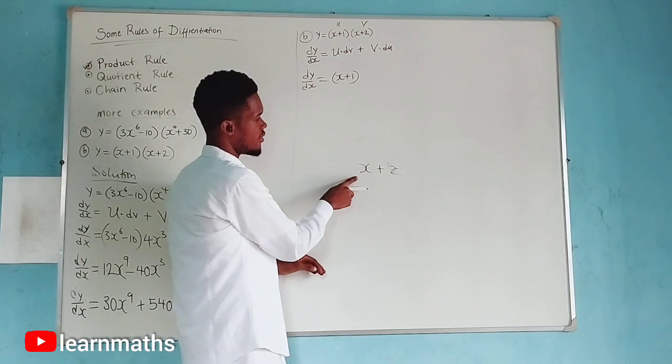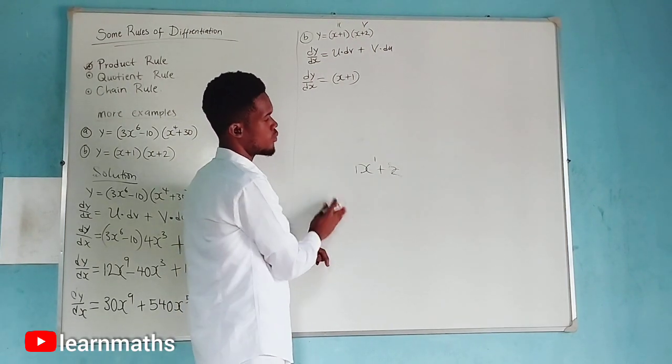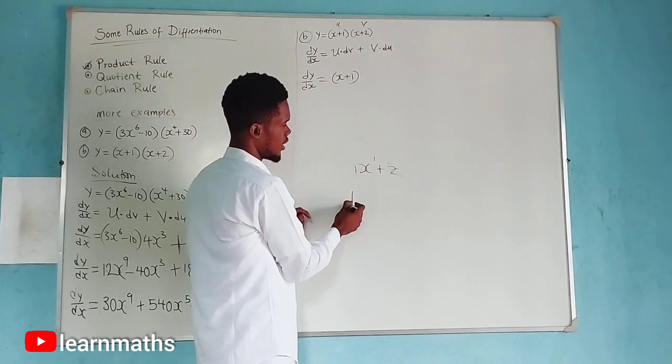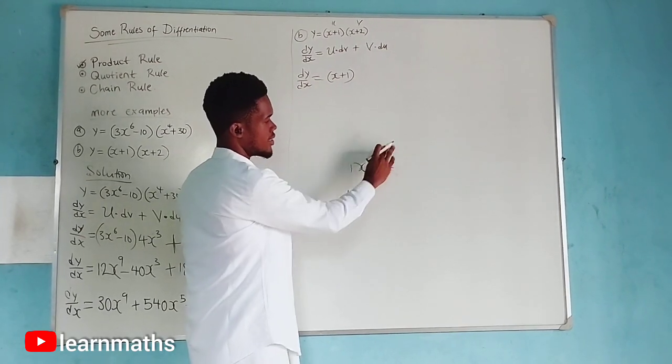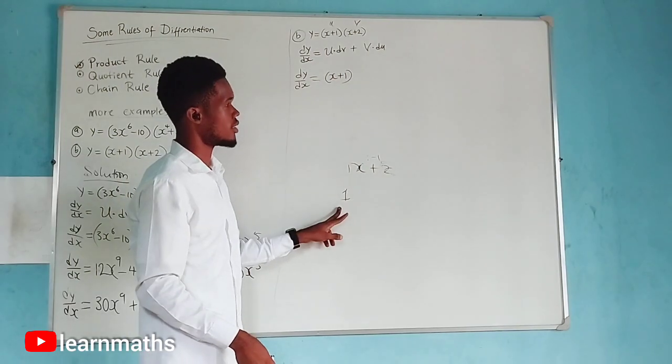But what's the differential of x? The coefficient of x is 1, right? And the power of x is also 1. So let's differentiate this x. 1 times 1, that's 1, right? Then we have x raised to 1 minus 1, that's 0. So the x is gone. We are left with 1. So the differential of x is 1, right?